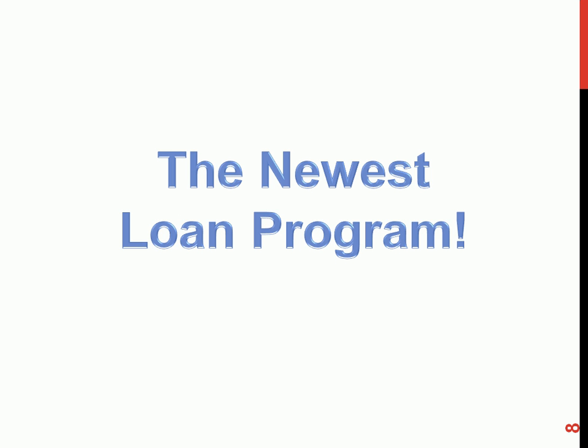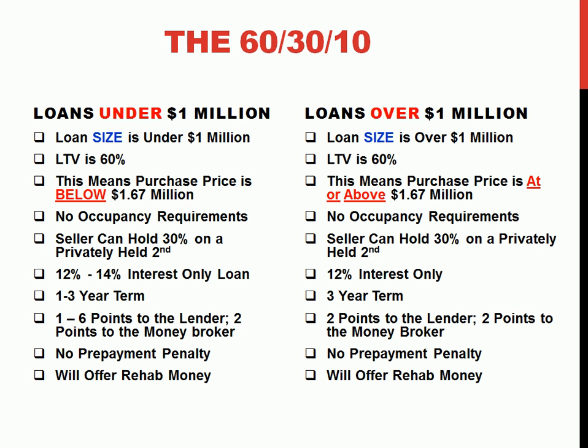Now, the newest loan program that I have, or rather I should say my money broker has, is called the 60-30-10. Okay, so we're going to quickly go over this. He can actually handle both loan sizes of under $1 million and over $1 million, so it eliminates all of the issues and problems with dealing with properties that are below $1 million or having to deal with loan sizes above $1 million. So all of that's gone with this particular loan program, okay?